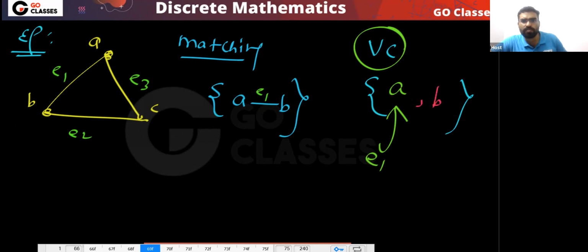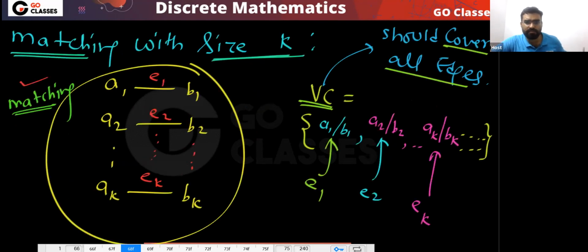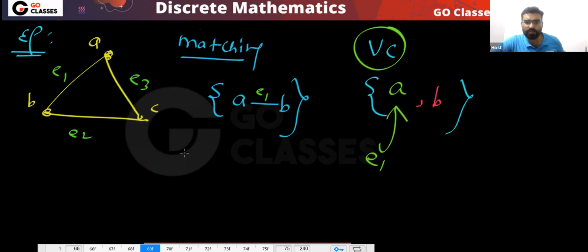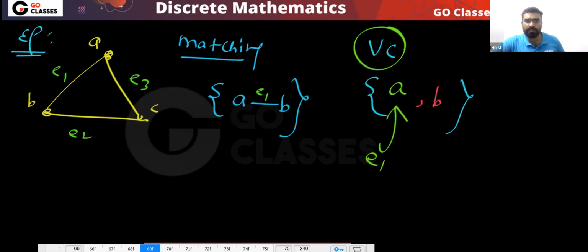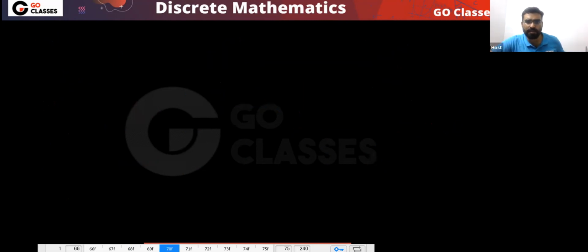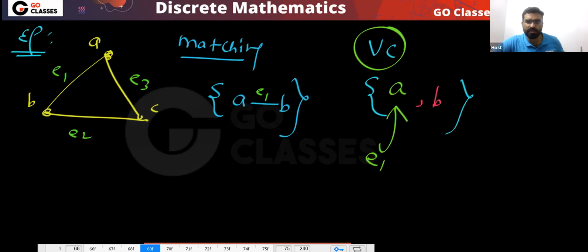So take B also. Now it is a vertex cover. Are you getting my point? At least one of them we have to take. I am not saying exactly one of them, at least one of them. For example, here you can notice both of them we have to take. Is this clear? The concept is clear.